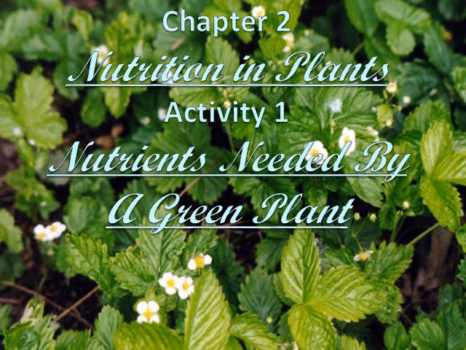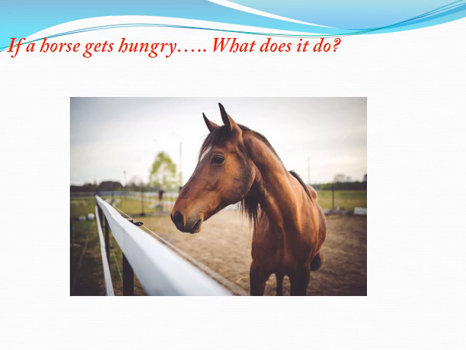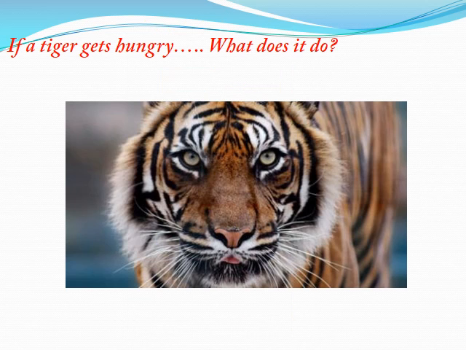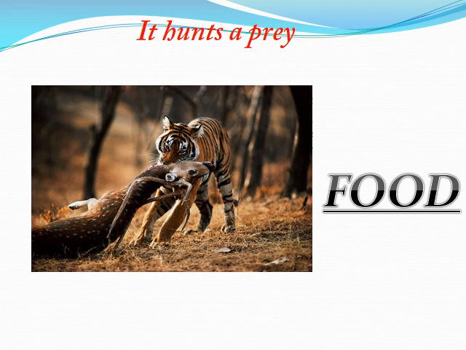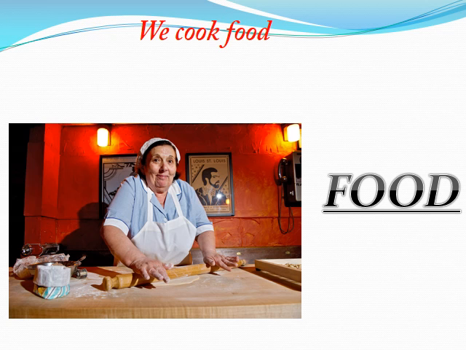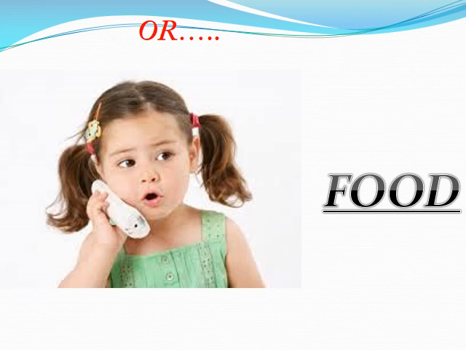Let's start with the nutrition in plants. The nutrients needed by a green plant to grow well. If a horse gets hungry, what does it do? Mainly, it nibbles grass, so it needs food. If a tiger gets hungry, what does it do? Mainly, it hunts a prey, so it needs food. If you get hungry, what do you do? Either you cook food or you order food.